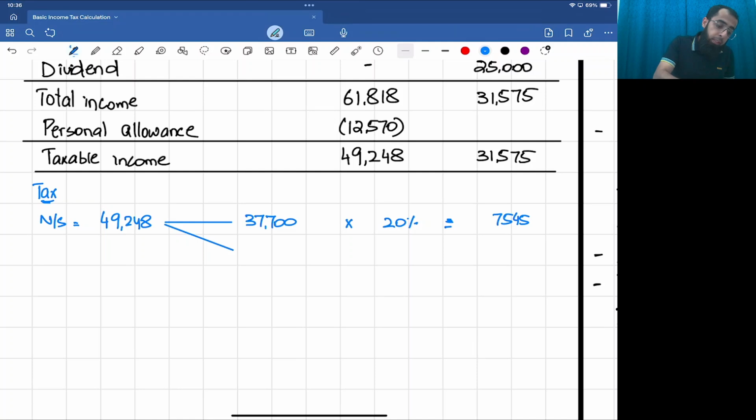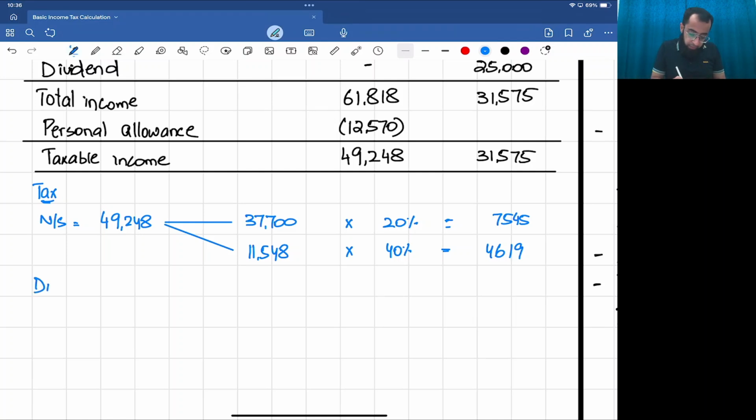So minus 37,700, it's 11548. Higher rate is 40%, 4619. Okay, so 37,700 at 20% and remaining taxed at 40%. I don't think there's anything difficult in it.